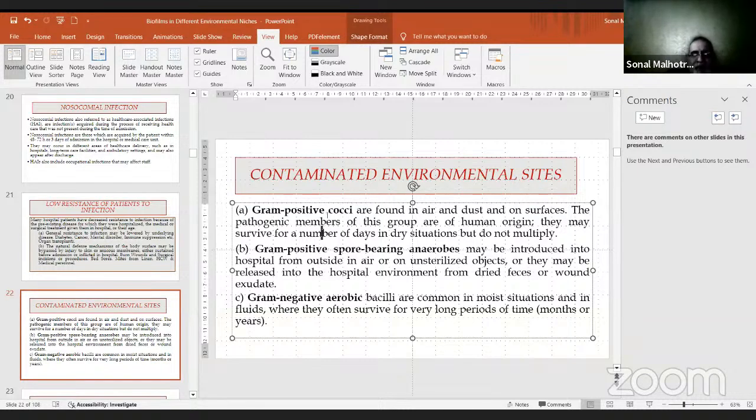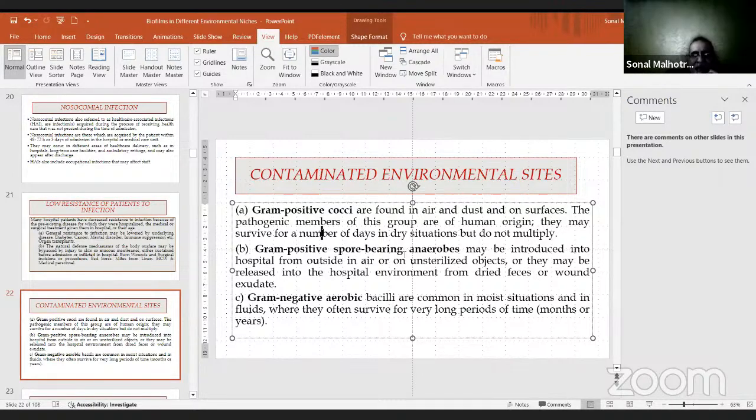Gram-positive cocci are frequently found in air and dust and on surfaces. Pathogenic members of this group are of human origin, and they may survive for a number of days in dry situations. In fact, we will discuss Legionella pneumophila, and Legionella pneumophila strains have been known to exist for up to 17 years in certain areas.